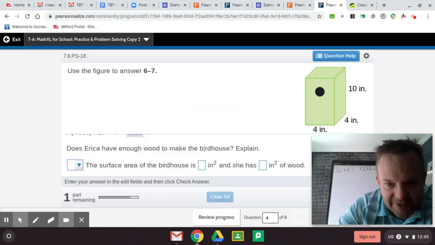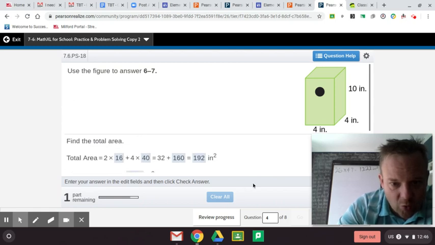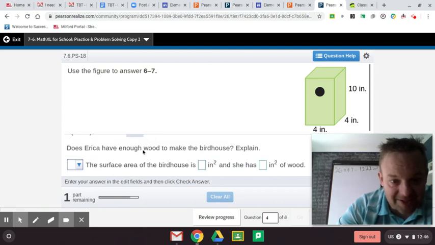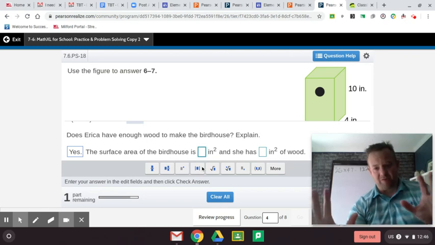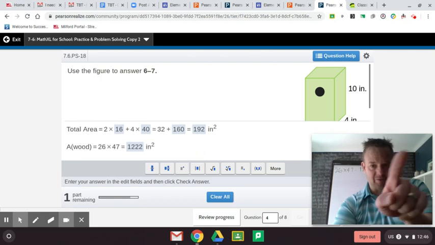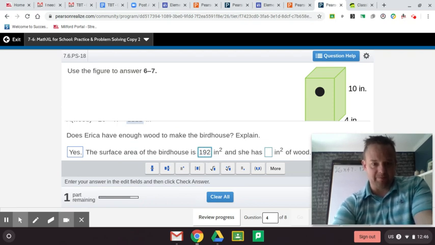Oh my goodness, the hits just keep coming. Does Erica have enough wood to make the birdhouse? Explain. So the birdhouse takes 192 inches squared. And we have plenty of wood to make it, don't we? So yes, the surface area of the birdhouse is, this is a great way to explain questions, because you compare with like an inequality, like a greater than or less than symbol. The birdhouse is 192 inches squared, and she has plenty of wood, 1,222 inches squared of wood.